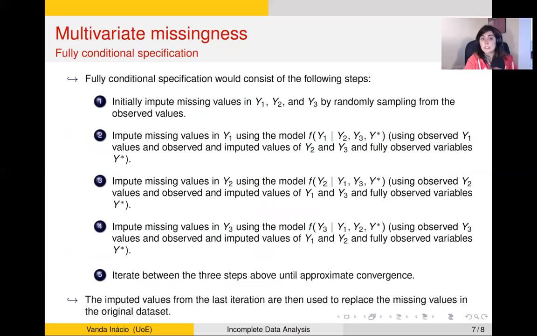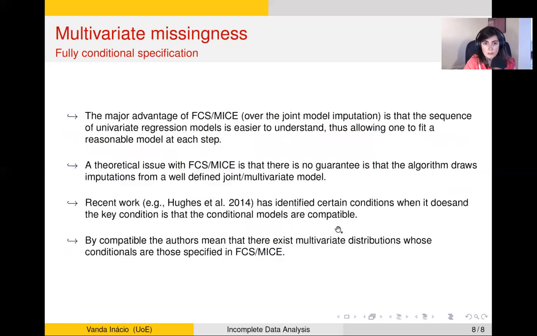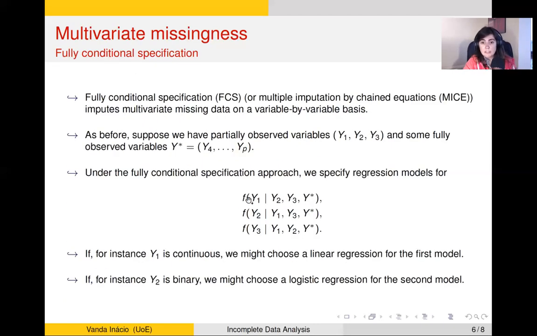So how does the fully conditional specification work for this specific example? It can be generalized to the case where we have more variables with missing values. Remember that I'm specifying a model for y1 and I'm conditioning on y star, which is okay because these variables are fully observed, but y2 and y3 have missing values, and the same for y1 and y3, and y1 and y2.